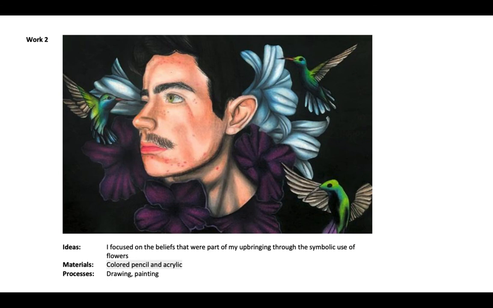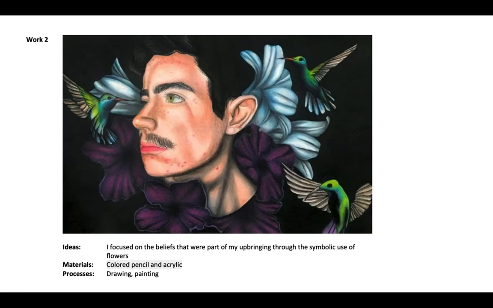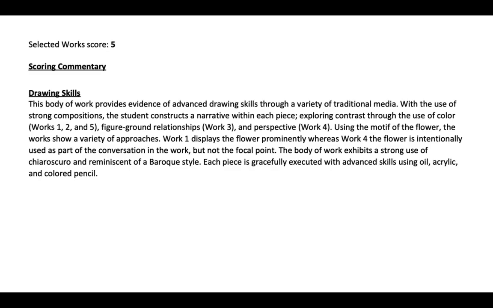Ideas: I focused on the beliefs that were part of my upbringing through symbolic use of flowers. So you can see the student, their idea is the same. And that can be fine. My guess is that they were actually pulling these from their sustained investigation part, and that this was their sustained investigation. Materials: colored pencil and acrylic, and the process was drawing and painting. So this is another example of a section of selected works that scored a 5, and let's look at why.